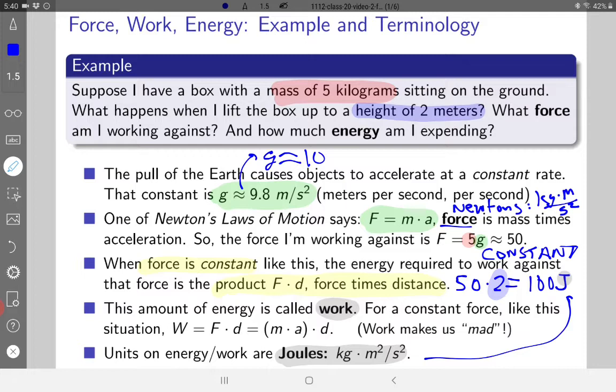And one way, perhaps a silly way, but it might work for you, one way to remember all of this stuff that I have on the slide here, the relationship between these things, is that work makes us mad. The work required to do something is the force I'm working against, assuming it's constant, by the way. The force I'm working against times the distance. Newton's law tells me that force is mass times acceleration, so I can see right here that work makes us mad.